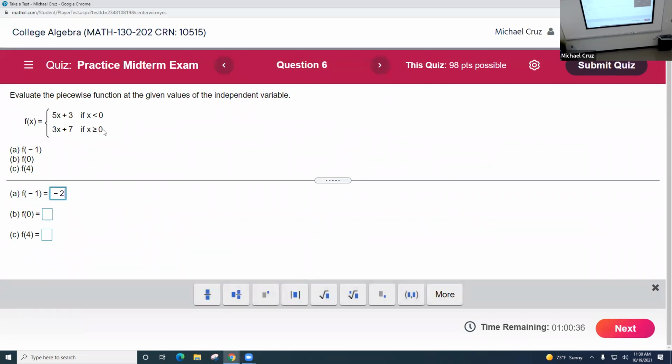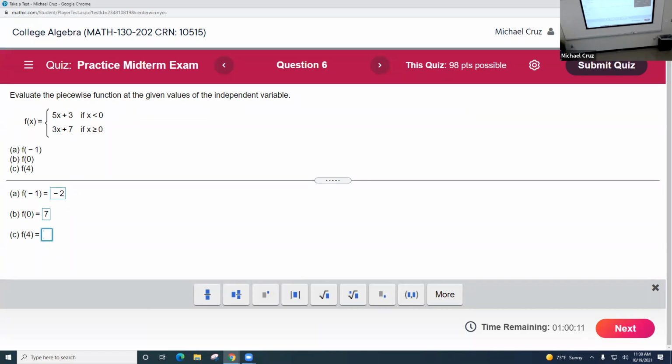F of 0, so at 0, then we use the bottom one, anything that's 0 or greater. So that's just going to be 7, right? Because when you put 0 in, it'll be 0 plus 7. And then for the other one, you just use the second one again.